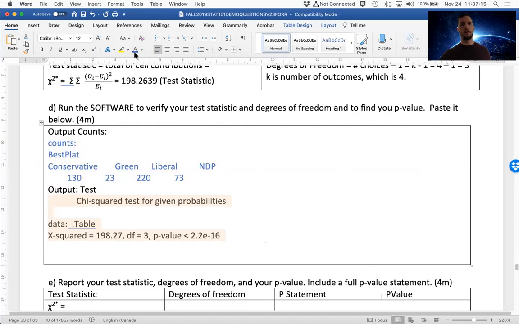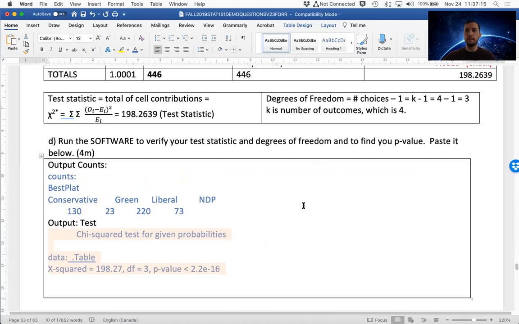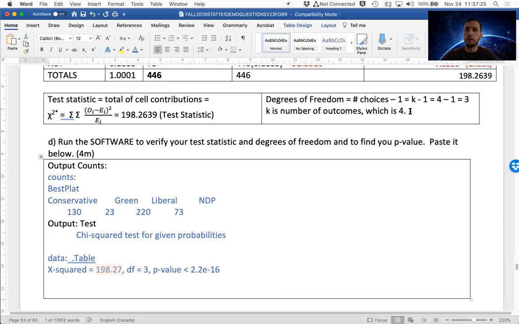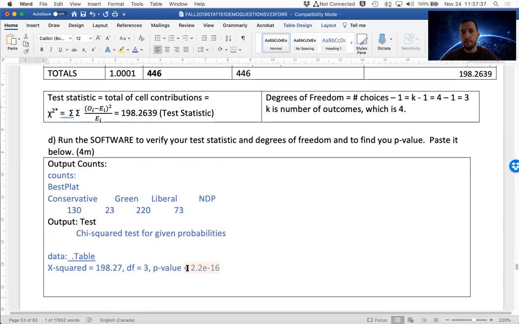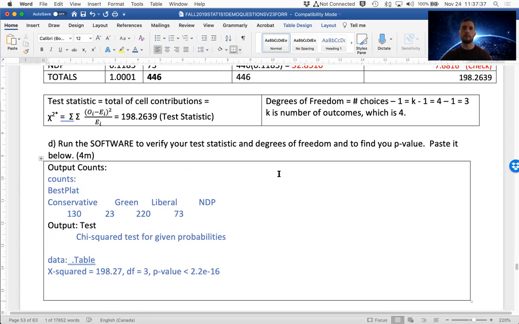All right, so from Rcmdr, you can see, first of all, that our test statistic that we calculated by hand here, 198.2639, is very close to what Rcmdr has given us, 198.27. So just a bit of rounding has made a small difference there. You can see that the degrees of freedom, which we established as being 3, because we have 4 categories minus 1, is the degrees of freedom given below. And then you can see that for the p-value, we have a p-value less than 2.2 times e to the negative 16. So basically our p-value is right around 0.